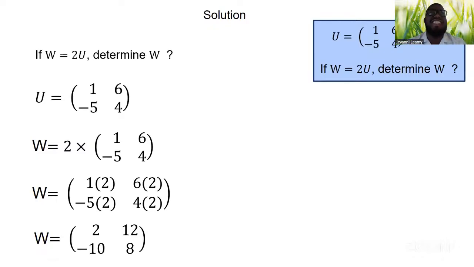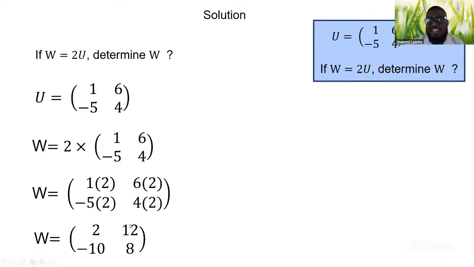Now, what element in matrix W is in the first row, second column? You might ask yourself first, what elements are in the first row? 2 and 12. And what element is in the second column of that first row? So that's actually 12.